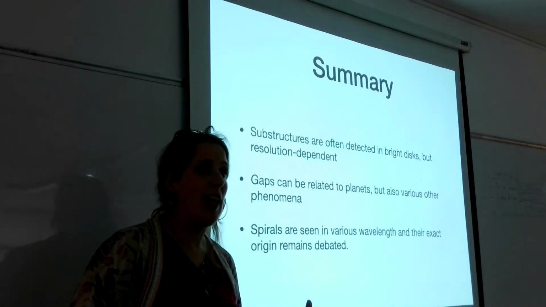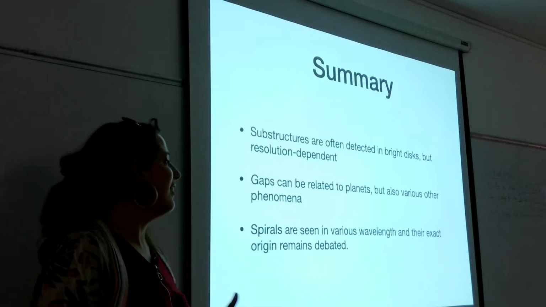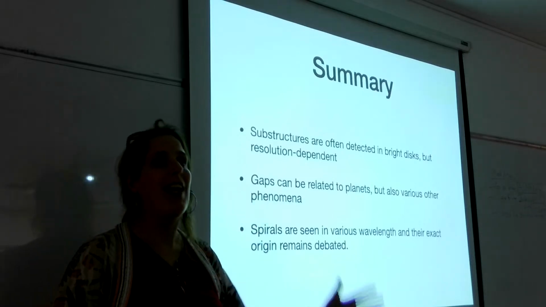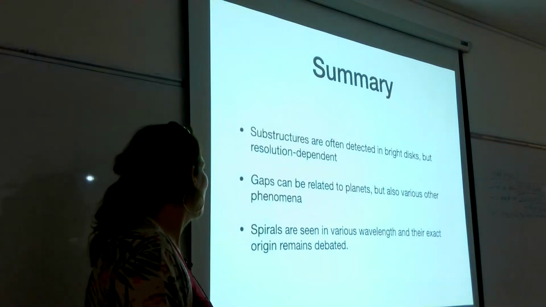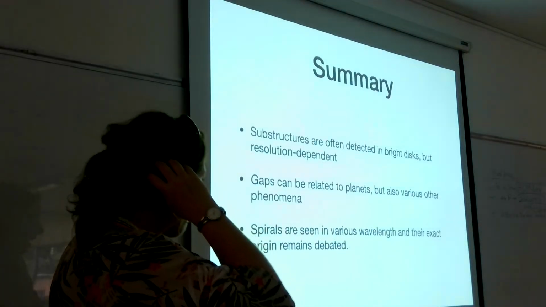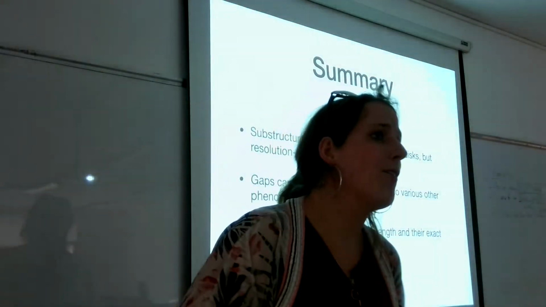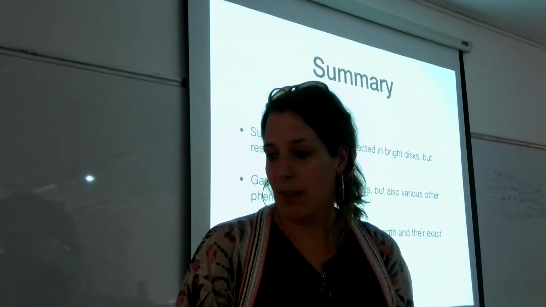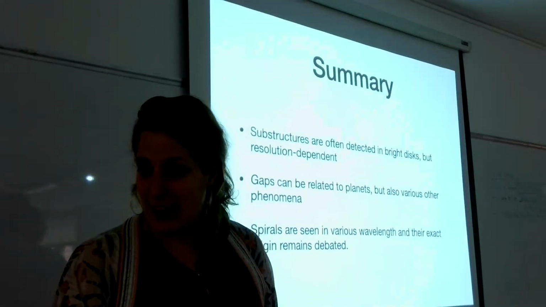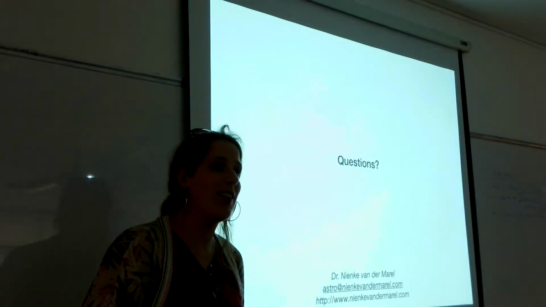Gaps can be related to planets, but there are still other possibilities as well, which doesn't rule out planets, there is just an alternative. Spirals are seen in various wavelengths, and their exact origin also remains to be determined. So that's it for the substructure lecture.